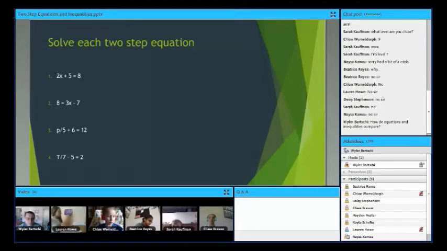So let's get started. So solving two-step equations, and I'll give you guys a chance to do some of these on the screen too.